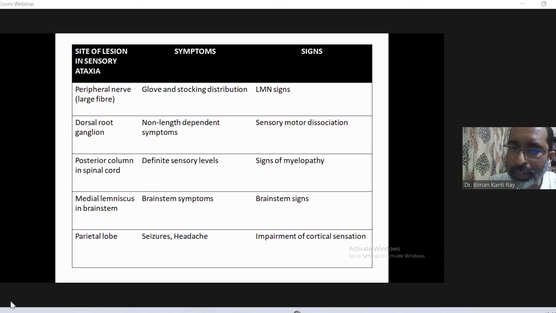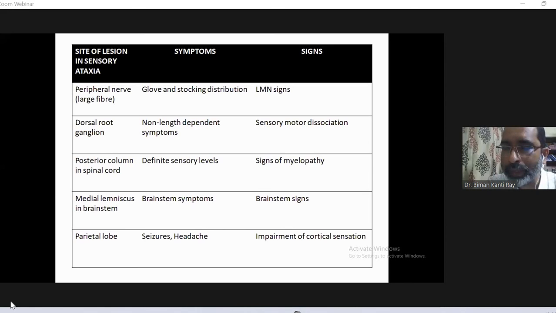Whereas if it is a dorsal root ganglion, the distribution is non-length dependent. That is, it will involve the proximal part of the limb or even the trunk at the early part of presentation. Contrary to peripheral nerve, where the symptoms and signs always start distally and then proceed proximally in a glove and stocking distribution. So one is length dependent, that is peripheral nerve sensory ataxia, and one is non-length dependent, that is dorsal root ganglion sensory ataxia.